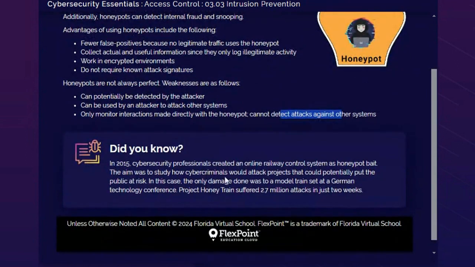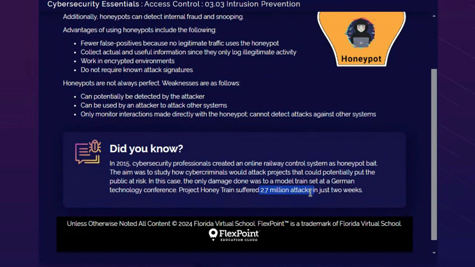So in 2015, one of these little did you knows, cybersecurity professionals created an online railway control system as honeypot bait. The aim was to study how cyber criminals would attack projects that could potentially put the public at risk. In this case, the only damage done was to a model train set at a German technology conference. Project Honey Train suffered 2.7 million attacks in just 2 weeks.